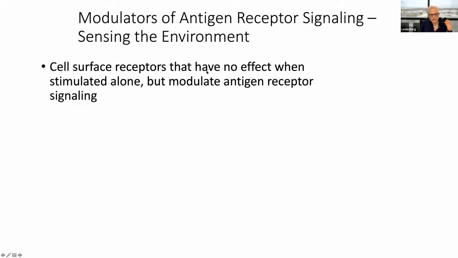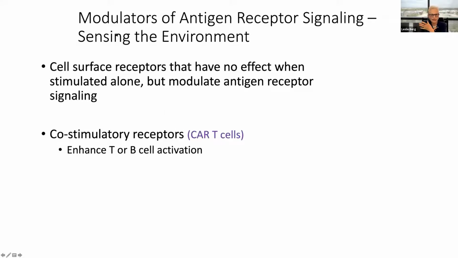So these receptors, they're often called co-stimulatory or inhibitory receptors, and for the most part, have no function when they're engaged on their own. So they don't actually have an ability to change the function or outcomes of a B cell or T cell when stimulated all by themselves. But what they do is they change the response inside the T cell or B cell to the stimulation or activation of their antigen receptor. And that's why we think of them as modulators of antigen receptor signaling.